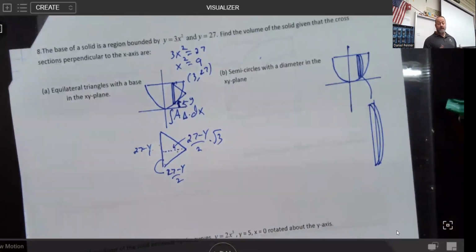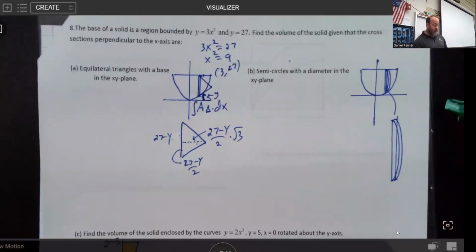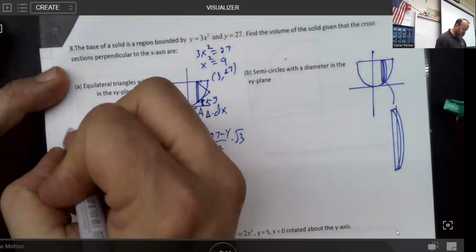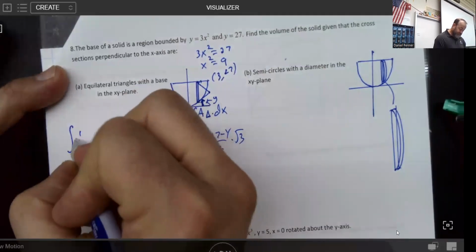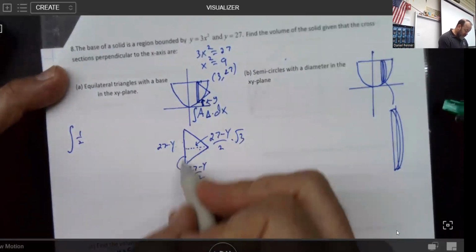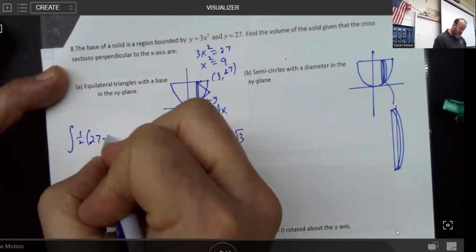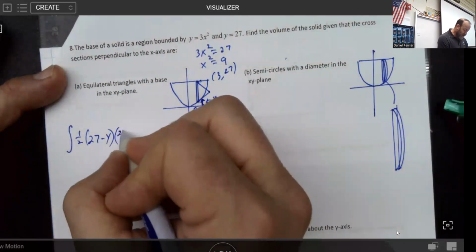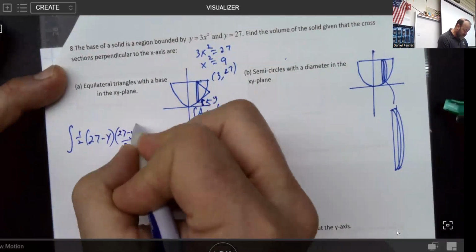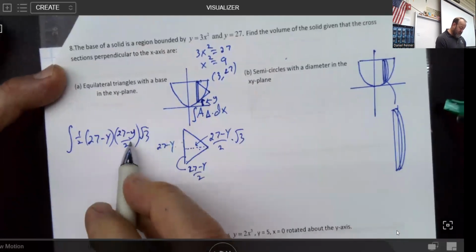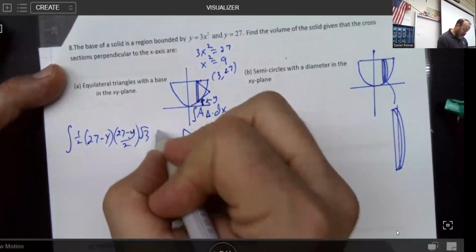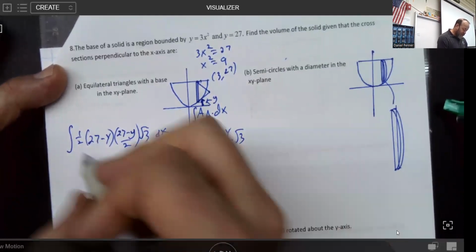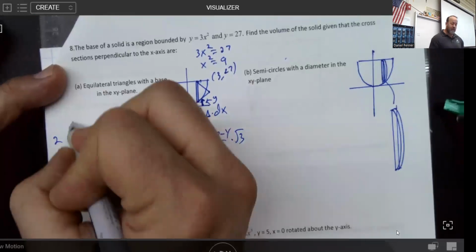Now that looks pretty gross, and it really truly is. So when I go to actually figure this out, I'm going to integrate 1/2 the base, which is 27 minus y, times the height, which is 27 minus y, divided by 2 times the square root of 3, times the thickness, dx, evaluating that from 0 to 3 with a double on it.